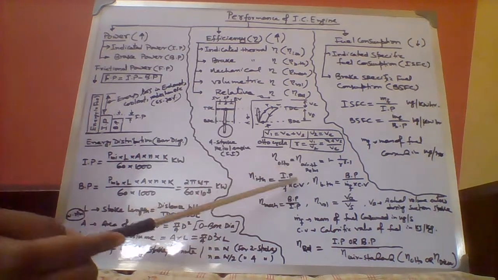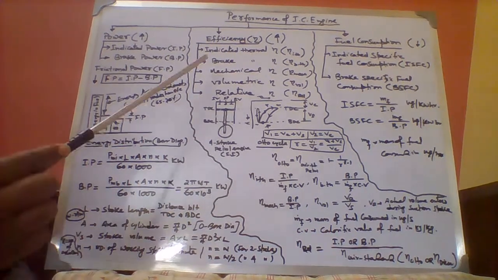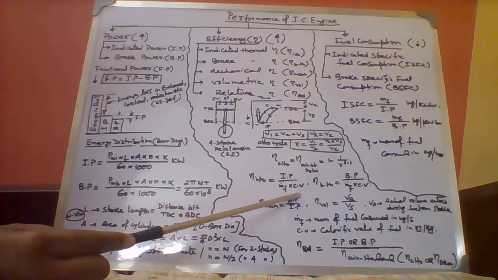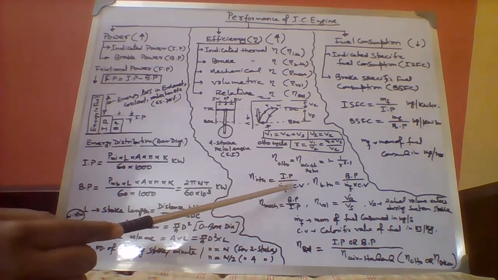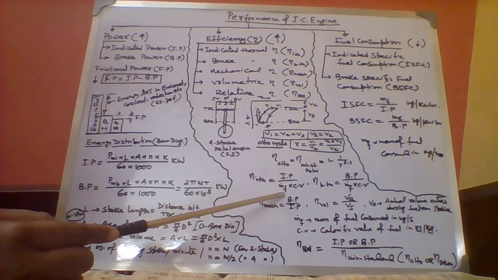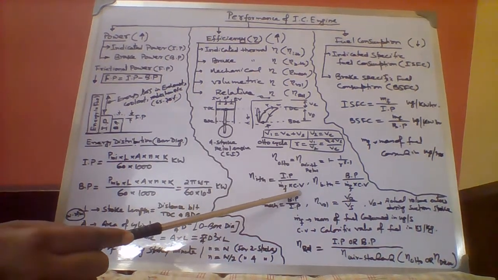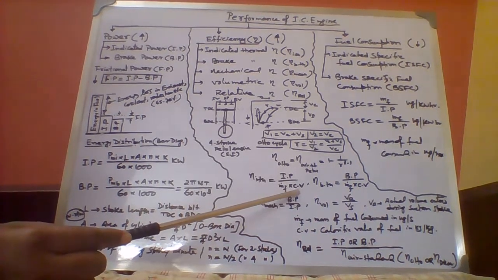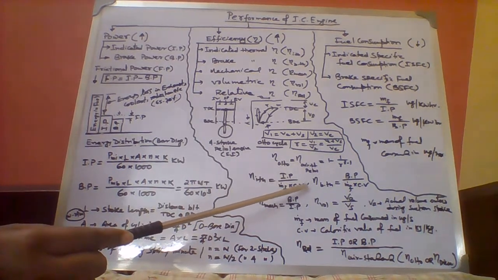If we want to calculate eta I thermal, that is indicated thermal efficiency, it is IP by mf dot into CV, where IP is indicated power, mf dot is the mass of fuel consumed per unit time, in kg per second, and CV is calorific value, exactly the lower calorific value, LCV, not HCV, in kilojoule per kg.